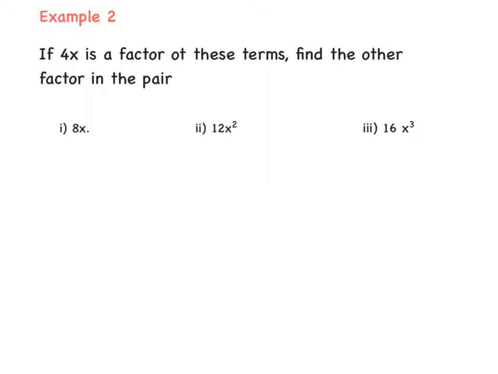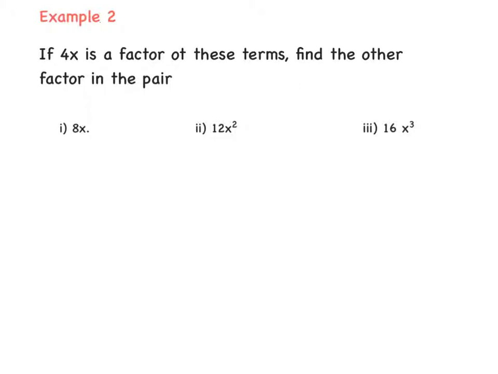Okay, so let's do example number 2. And as I said, we need to be able to find factors not only for numbers, but also for terms and expressions. So we have 3 terms here. We have 8x, 12x squared, and 16x to the power of 3. And we need to find another factor. We have one factor, which is 4x. So if 4x is a factor of these terms, find the other factor in the pair, okay?